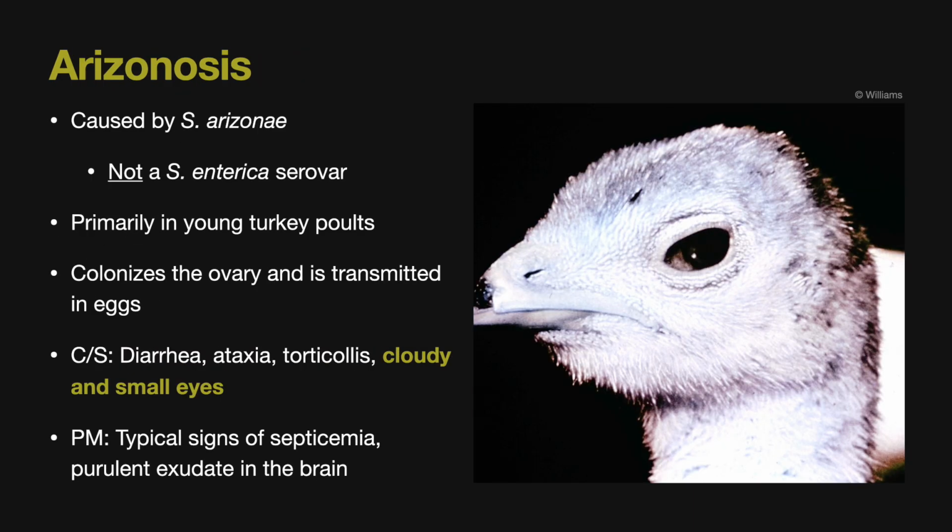Arizonosis is caused by Salmonella arizonae, and this is the only disease mentioned in this presentation that is not a serovar of Salmonella enterica. This disease primarily affects young turkey poults. It colonizes the animal's ovary and is transmitted in the eggs. Clinical signs include diarrhea, ataxia, torticollis, and cloudy and small eyes. Postmortem shows typical signs of septicemia, and some birds may have a purulent exudate in their brain.